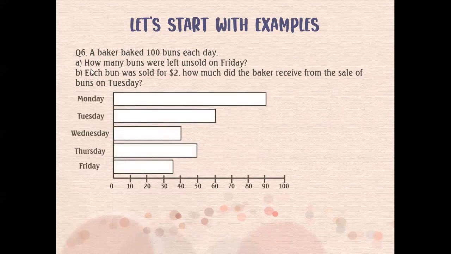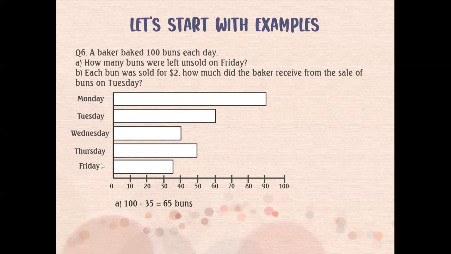So question A, how many buns were left unsold on Friday? We will take a look at Friday. Friday, the baker sold 35 buns. So we will take 100 buns a day minus 35 buns sold. 65 buns were left unsold on Friday.